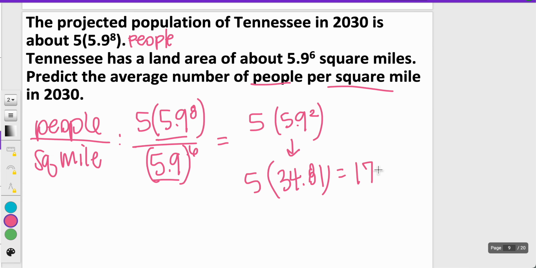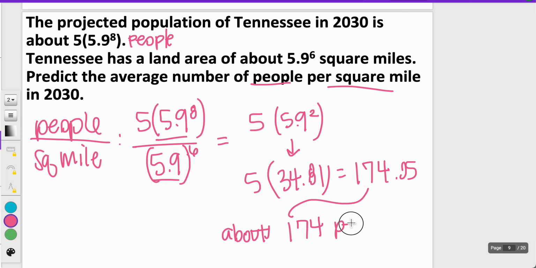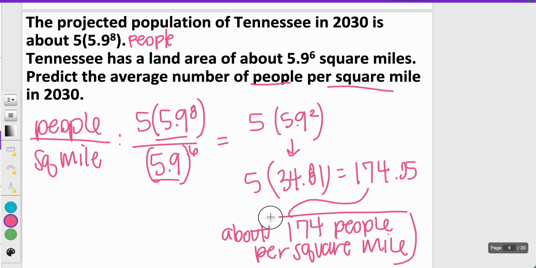I'm going to get a decimal, 174.005, so I'm going to round that and just say about 174 people per square mile.